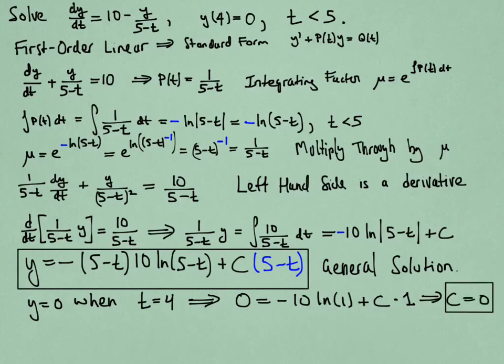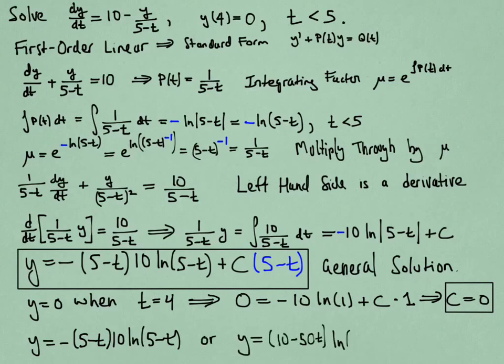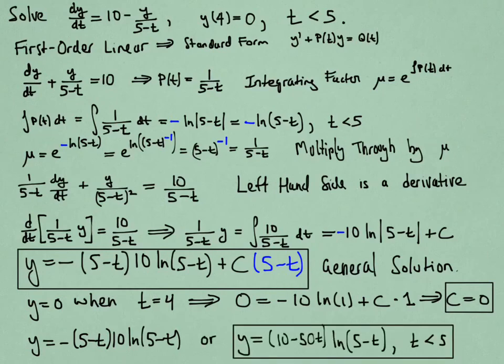If you simplify, log of 1 is 0, so this term's 0, and we get c must be equal to 0 itself. And that means that the specific solution that we're looking for just involves this first term and doesn't involve, after all, the constant term. Simplifying a little bit by distributing the minus 10 through, we get that expression. That's the specific solution to the initial value problem that works on the interval t less than 5.